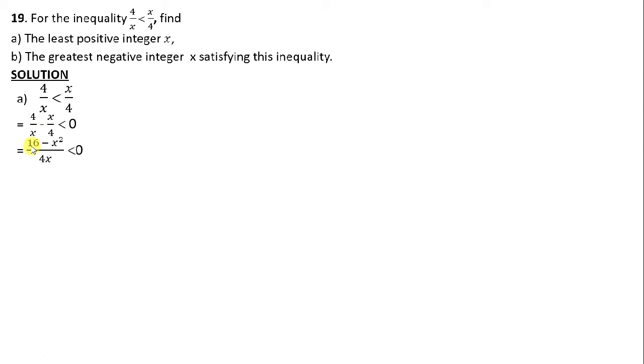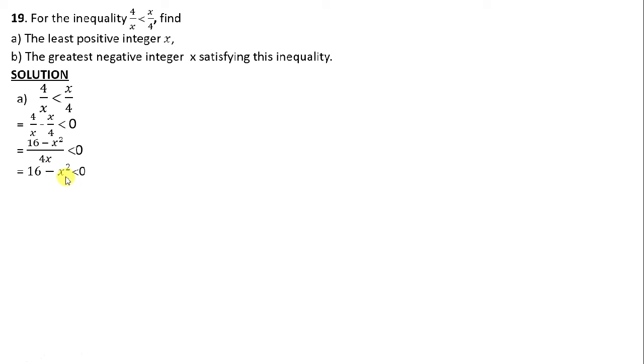Multiply 4 times 4, you get 16. Put your minus sign. 4 into 4x, you remain with an x. x times our numerator x will give us x squared. From here, what are we going to do? We'll cross multiply. If you multiply 4x times 0, you get 0. We'll just remain with 16 minus x squared.